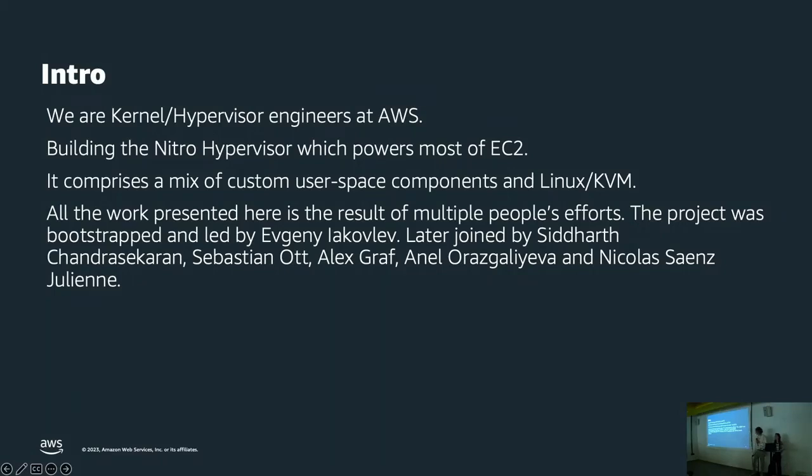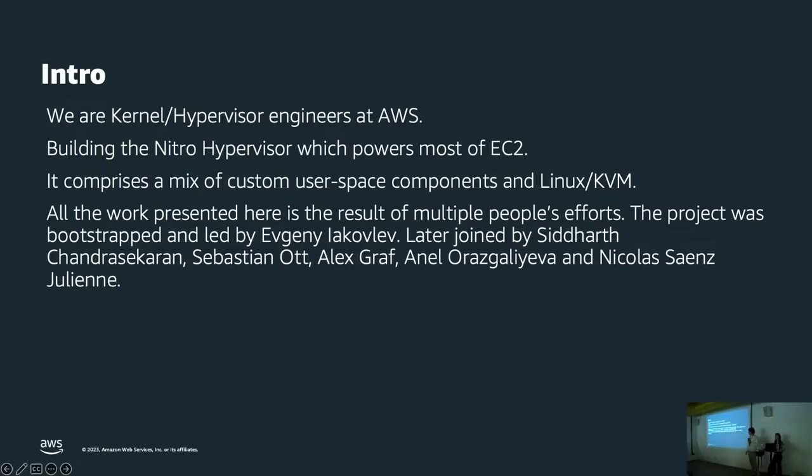We're kernel and hypervisor engineers at AWS. We build the Nitro hypervisor, which powers most of EC2. It's a set of custom user space components and Linux plus KVM, although we do have 1,000-ish downstream patches. It's a gap we're trying to close, and this is one of the examples.